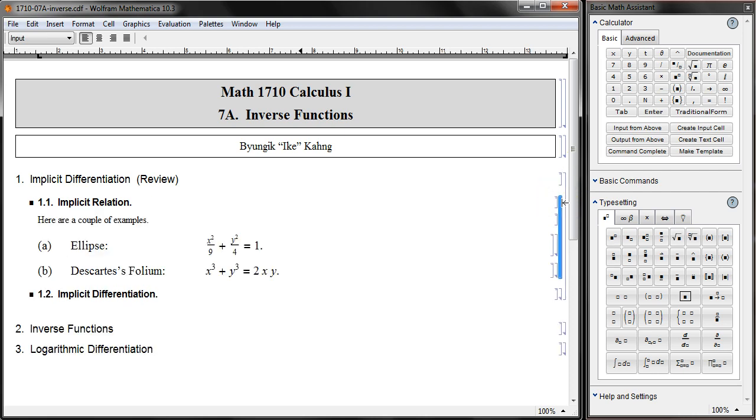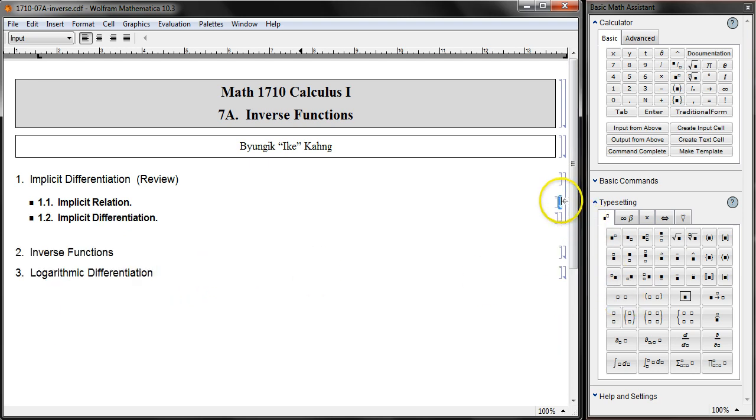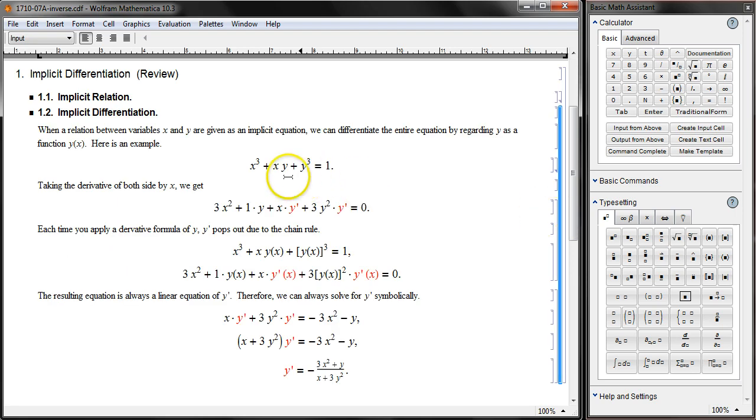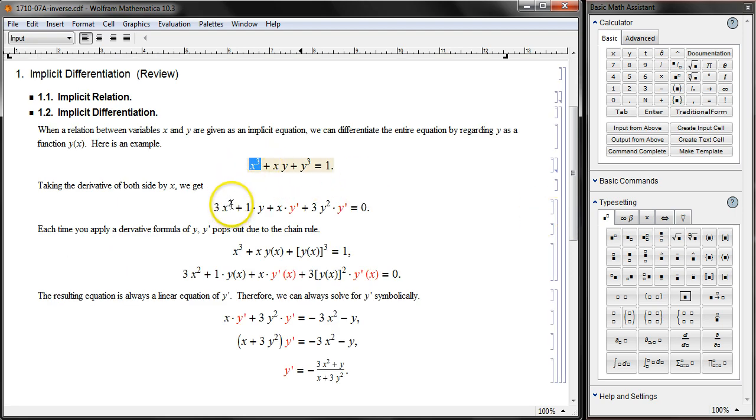We start from an implicit relation, kind of like these, and take the derivative implicitly, regarding x as the independent variable and y as a dependent variable, or function of x. Derivative of x cubed, well, 3x squared. And product rule here, derivative of x is 1, but derivative of y is y prime. And finally, y cubed, we take the derivative by y, so 3y squared, and y prime popped out. This kind of thing, that's implicit differentiation.